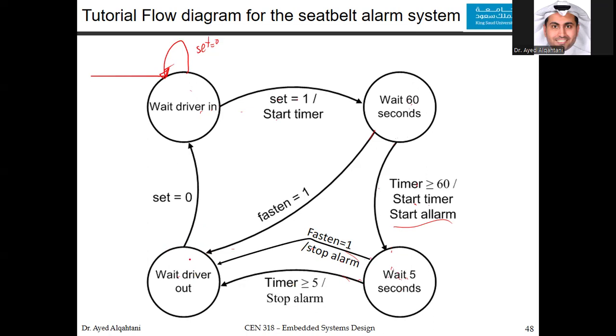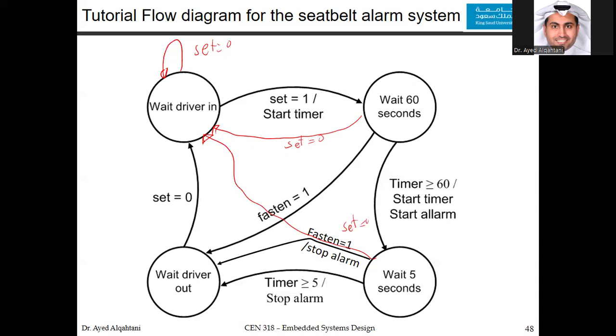And while you are waiting for the driver out in this state, you only care about the set input. When it's becoming 0, meaning that the driver is out, you go here. You could add those two arrows, this arrow where the set is equal to 0. Similarly here, if the set is equal to 0, it's actually everywhere. Whenever the set is equal to 0, you go to the first state. But this is kind of an overkill of the system. If you do it this way, that's going to be enough.